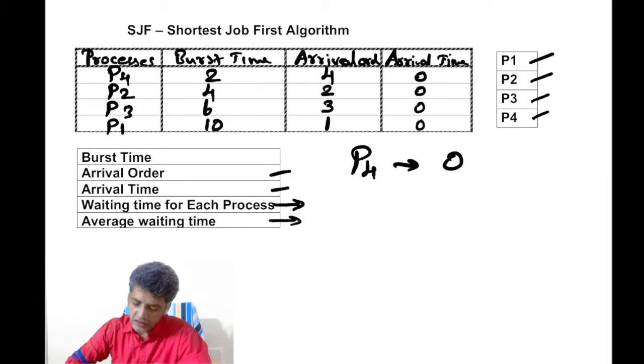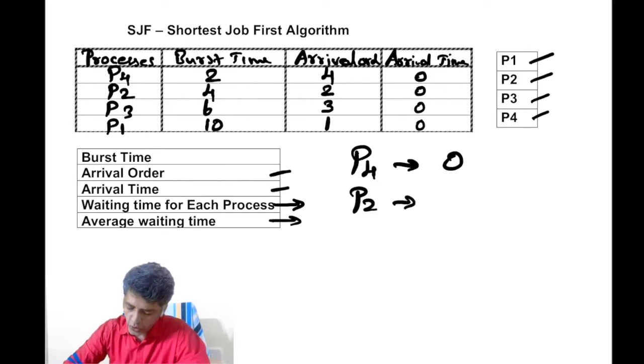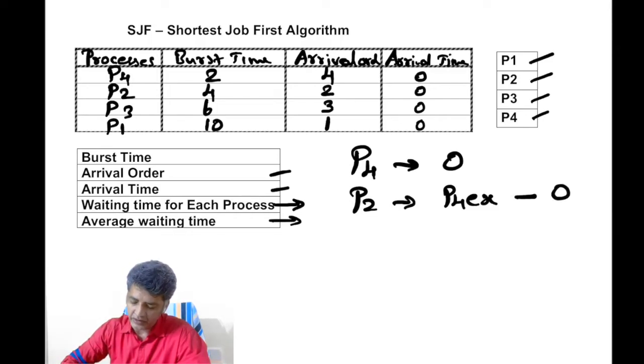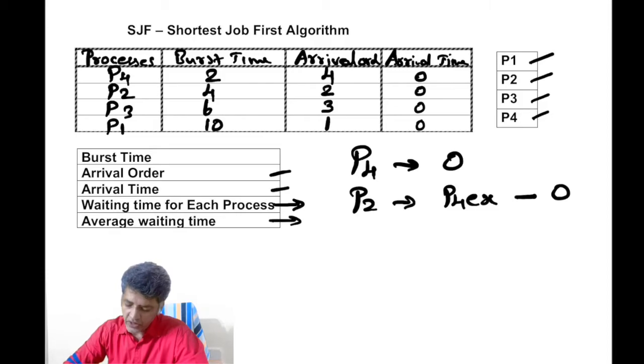Now the second is P2. So P2's waiting time is what? Process 4's execution time minus arrival time, right? This is how we can calculate it, right? So process 4's execution time is 2, right? Now process 2's waiting time is 2.